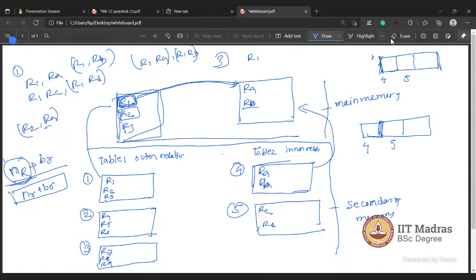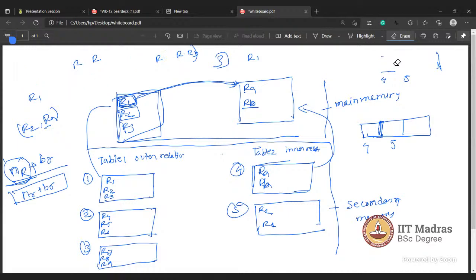Let me clear this up. But my question is, first the read write head is at 4, then the read write head is moving to 5, then when I am again returning to 4, that will cost me some time, no? Yes, it costs some time. Suppose R1 RA, R1 RB, so this required 1 seek.